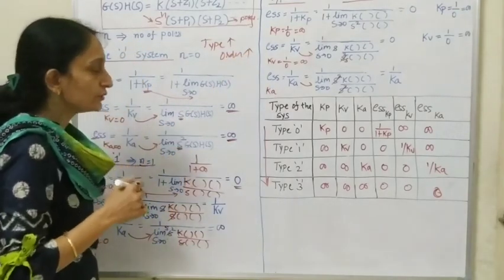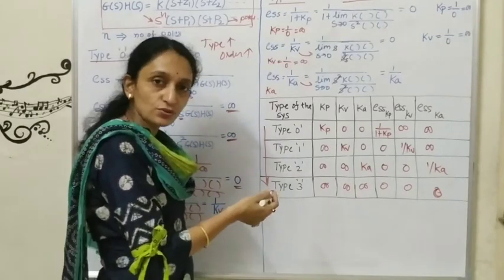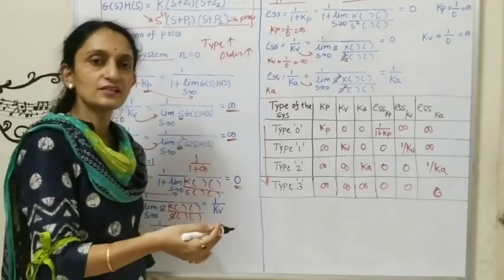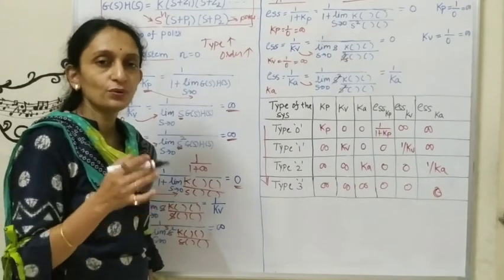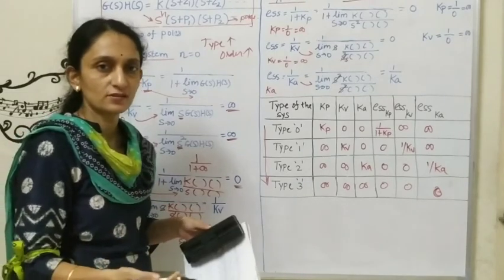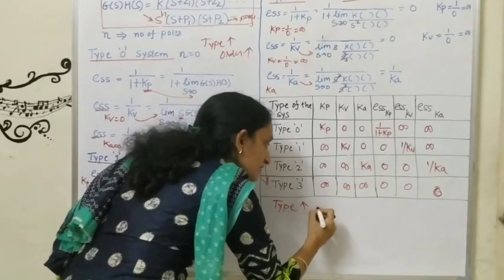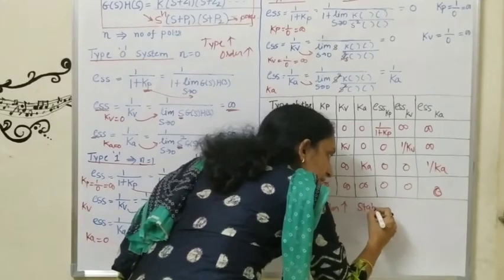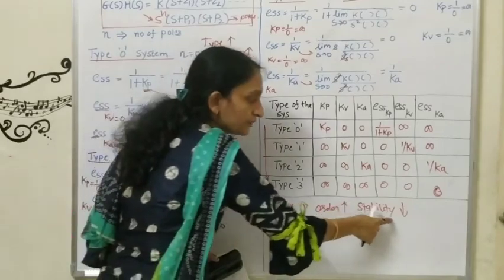As the type of the system is increasing, the order of the system is also increasing, and you know that if the order of the system is increasing, it will be difficult to calculate or comment on the stability. We know that as order of the system increases, the system will be more complex. So I will conclude here: as type of the system increases, order of the system also increases, so stability of the system decreases.